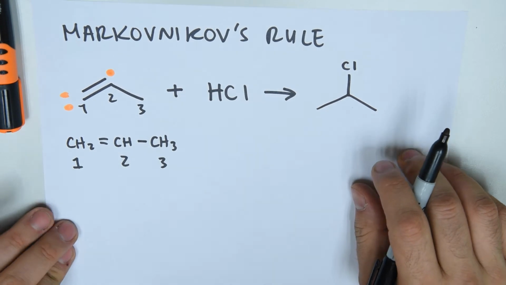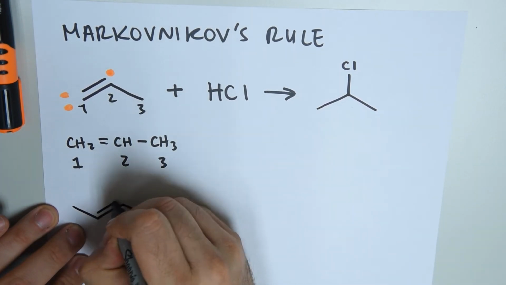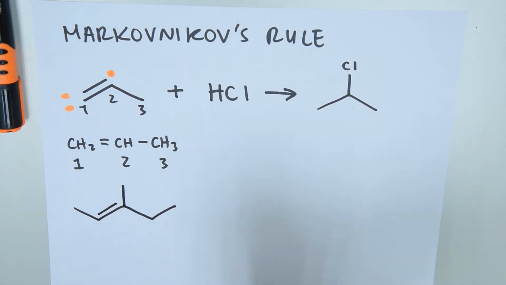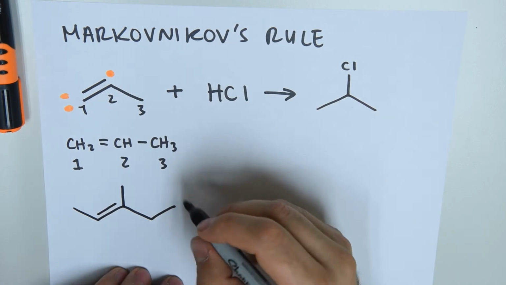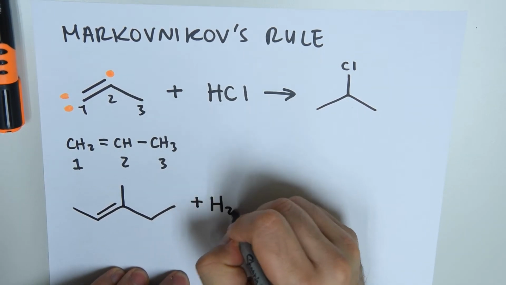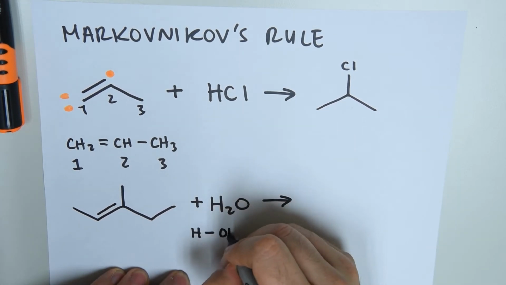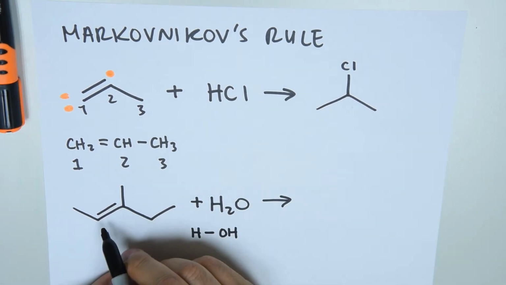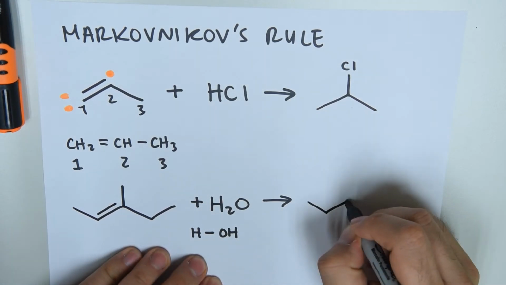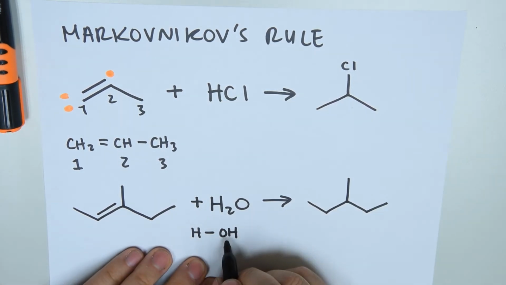Let's look at another example. And again, don't be intimidated by the molecule or the size. Always look for the double bond. When we add a water molecule, remember this water molecule can be viewed as HOH. We look at our double bond. So I'm going to redraw the structure. And the issue is, what's going to happen to this OH?